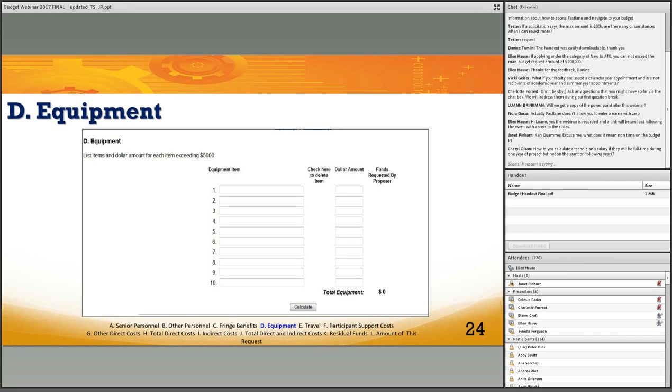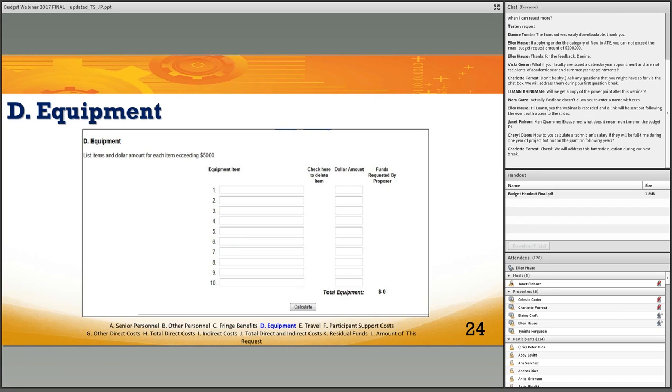So in budgeting equipment, if you look at the form, you'll see that this category is where you would list single items of equipment with an acquisition cost of $5,000 or more. In addition to the price of the equipment, be sure to factor in the cost of any modifications, attachments, or accessories needed to make the equipment usable for its intended purposes to come up with the total acquisition cost.